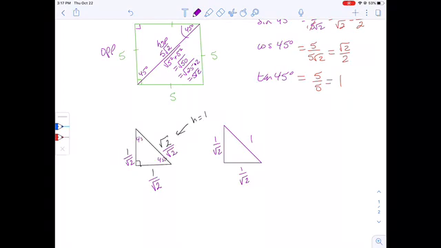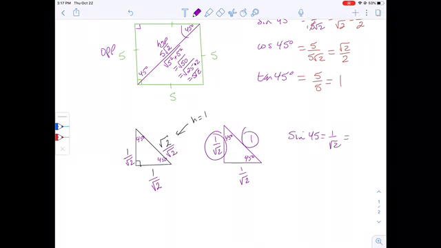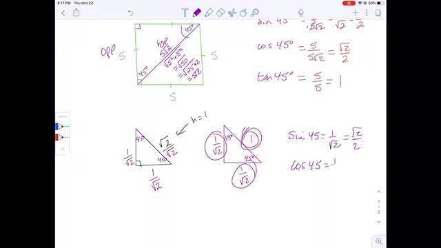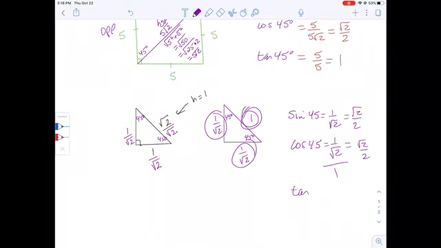But if we know this is still 45 degrees and 45 degrees, if we still look at our ratios, our sine ratio is still 1 over root 2 over 1. So sine of 45 is still 1 over root 2 or root 2 over 2. Cosine of 45 is still adjacent over hypotenuse, which is 1 over root 2 over 1, or 1 over root 2, which is root 2 over 2. And our tan ratio, which was 1 before, is still opposite over adjacent, which is tan of 45 is still 1 over root 2 over 1 over root 2, which is 1.